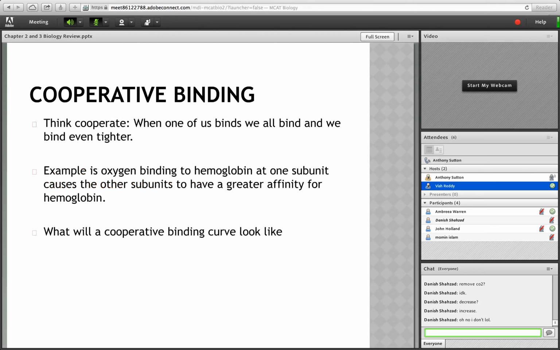The next thing we're going to be talking about is cooperative binding, okay? When you think about cooperative binding, think about cooperating. That's when one of us binds and we all want to bind even tighter. An example of cooperative binding is that which you see with hemoglobin. Hemoglobin has these four subunits: alpha 1, alpha 2, beta 1, beta 2. Say for instance oxygen binds to the alpha 1. Then that's going to increase the affinity for oxygen of the alpha 2, beta 1, and beta 2. Does everybody understand that?